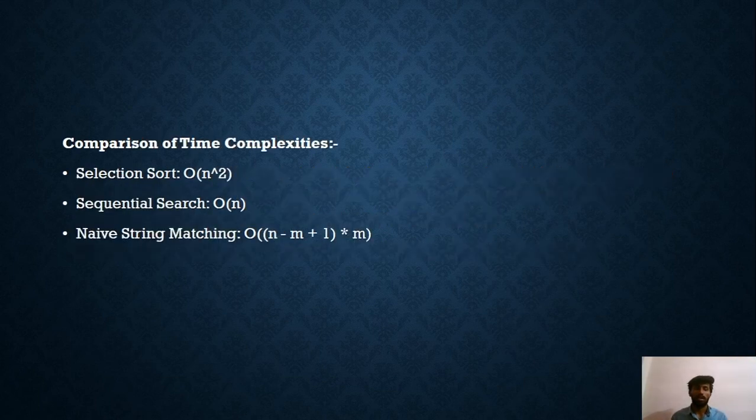Comparison of time complexities. Selection sort has big O of n square. For sequential search, we have big O of n. For the naive string matching algorithm, we have big O of (n minus m plus 1) times m.